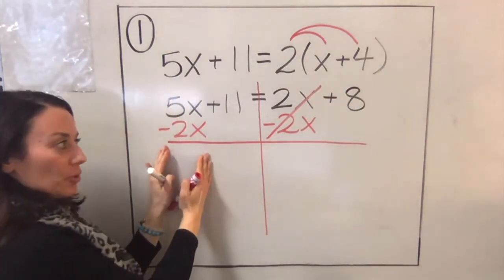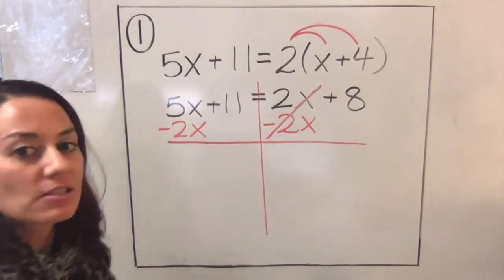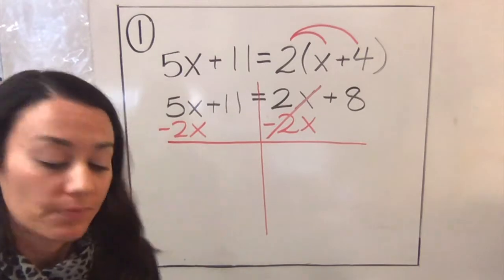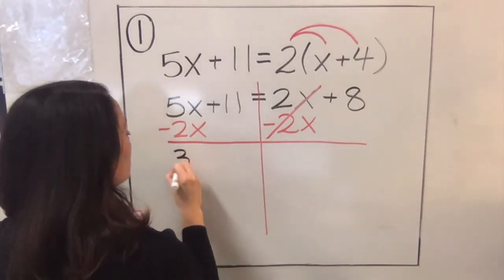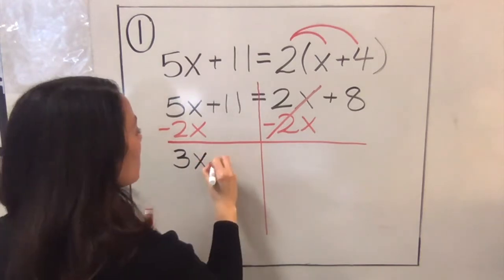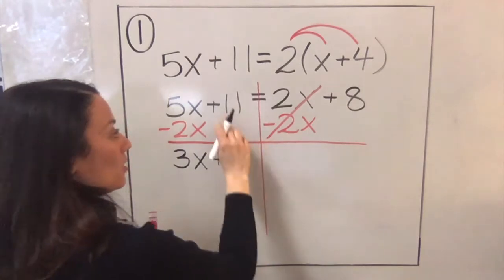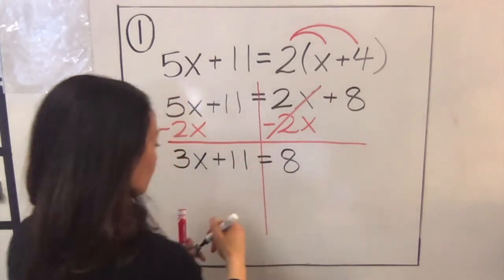Now let's work with the variable terms over here on the left. What's 5x minus 2x? Just work with the coefficients. What's 5 take away 2? It is 3x. Good job. So then this becomes subtraction. We're going to bring down the constant terms. The constant terms have no x. So we have a positive 11 and a positive 8 over here.